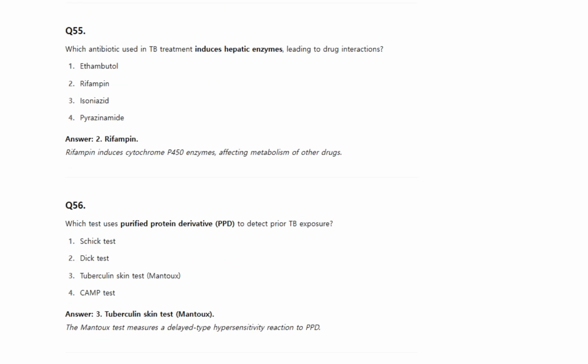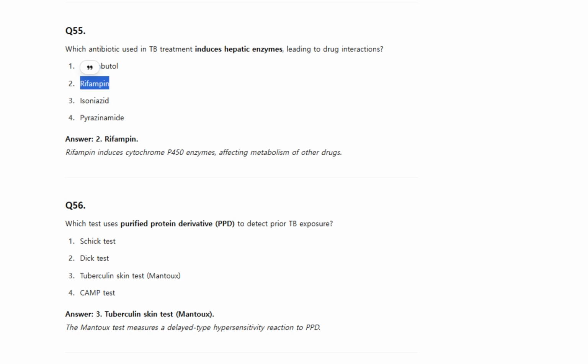Q55. Which antibiotic used in TB treatment induces hepatic enzymes leading to drug interactions? 1. Ethambutol, 2. Rifampin, 3. Isoniazid, 4. Pyrazinamide. Answer 2. Rifampin. Rifampin induces cytochrome P450 enzymes affecting metabolism of other drugs.